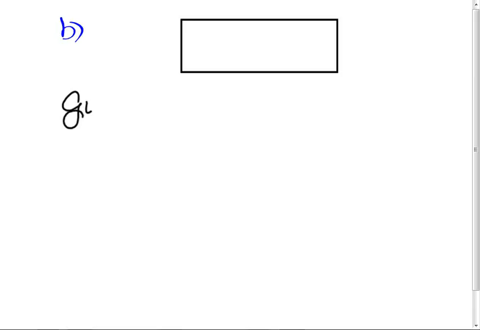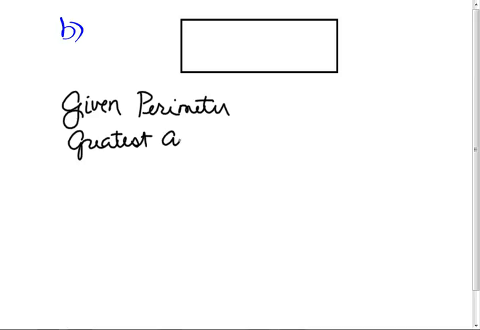First we'll draw a rectangle. Let me find my shapes. And we have a given perimeter. And what's the question? Even I forgot all that. The greatest area. Okay, so it's a square. I should put a right angle in here, though. Okay, call that x, call that y.